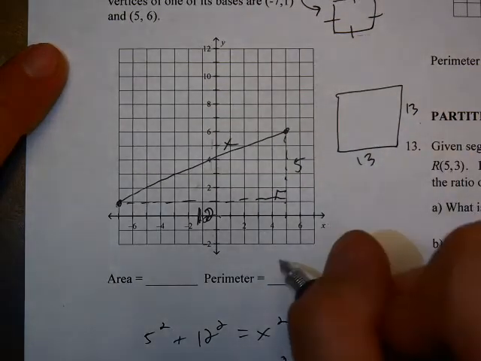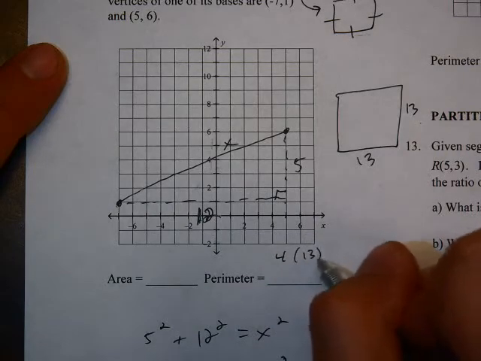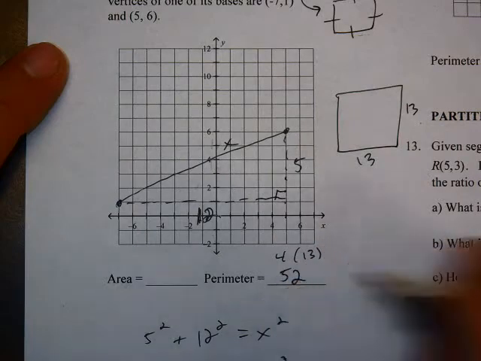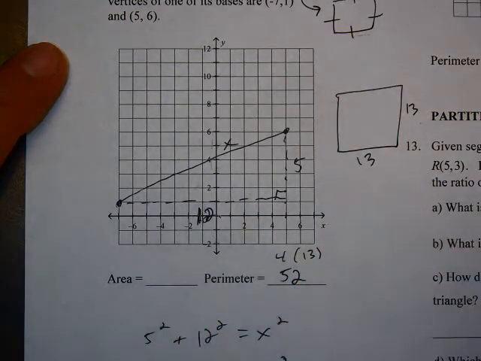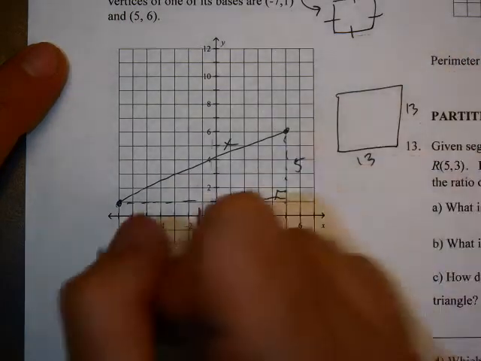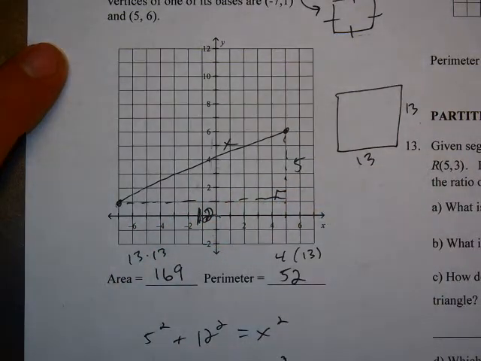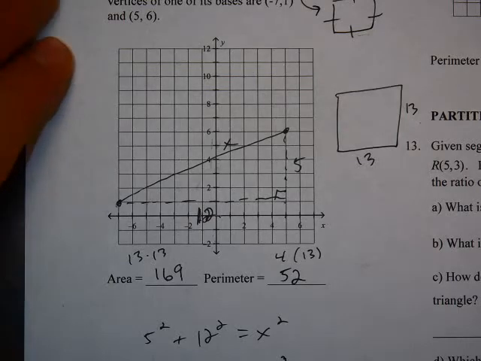So for perimeter, it's 4 of those 13s. Perimeter is adding up all 4 sides, which gives us 52. The area is base times height, 13 times 13, which is 169. So there's my area and perimeter on number 11.